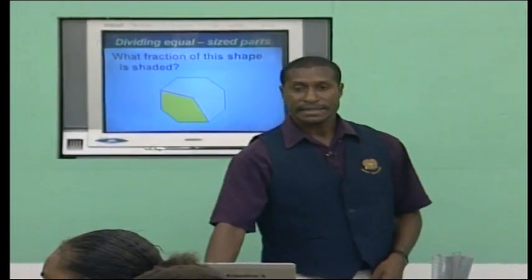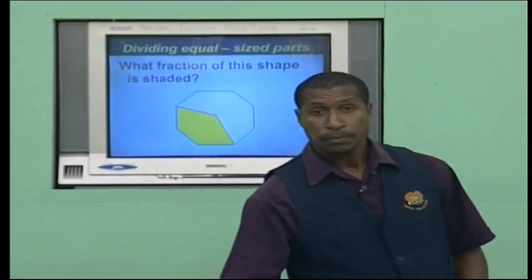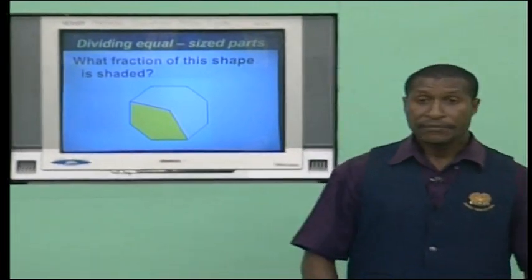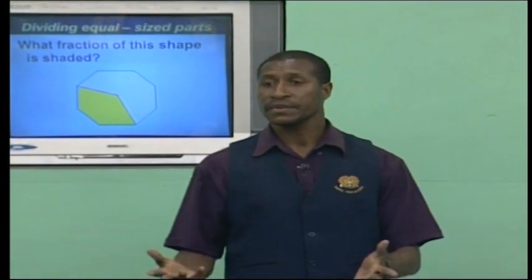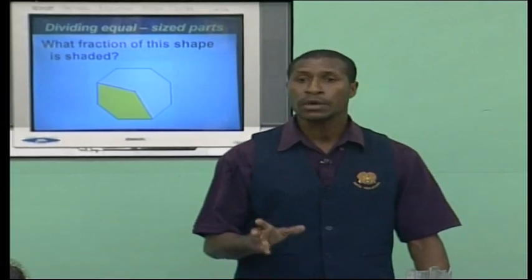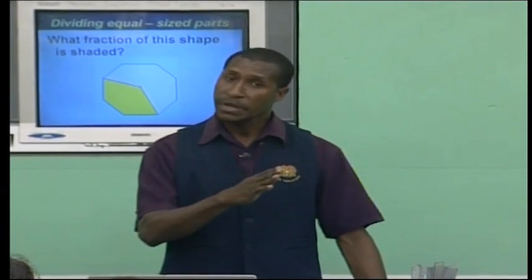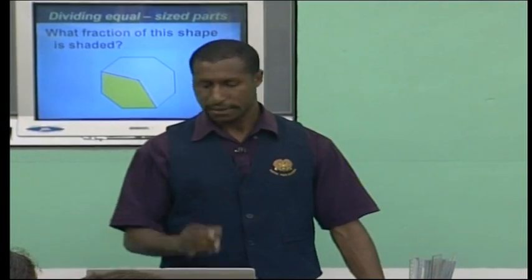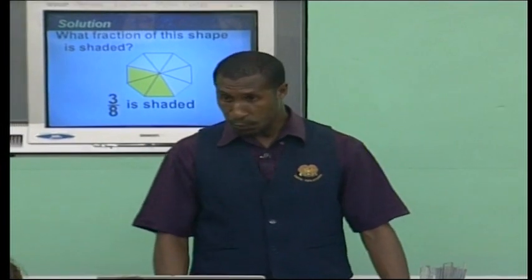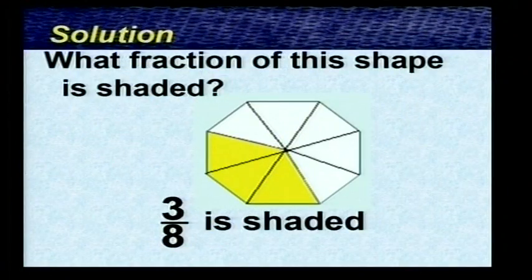Now our next learning activity. Before we go on to our next learning activity, now you know that if you want to find out what fraction of the shape is shaded, the hint is you divide the shape into equal parts. That will make it easy for you to identify how many parts of the shape is shaded. So that's the solution to what we have done in our activity: 3/8 is shaded.